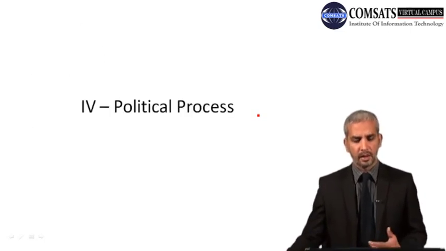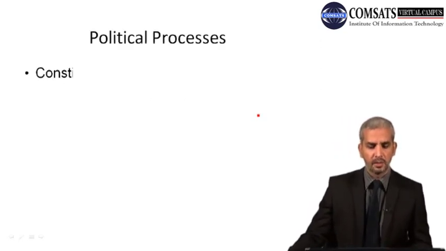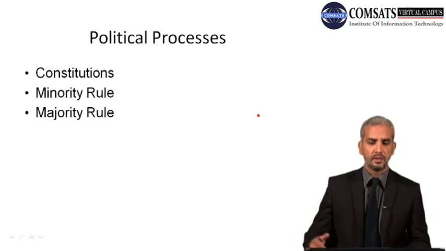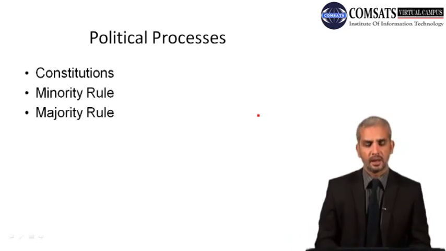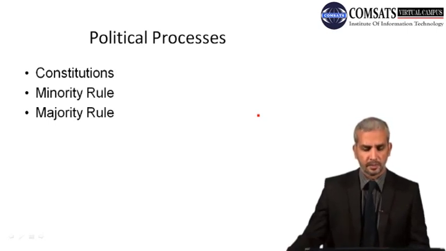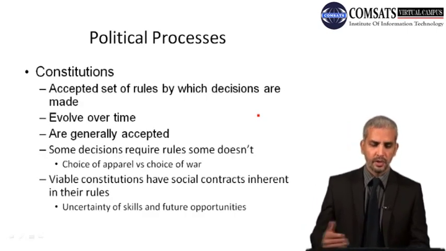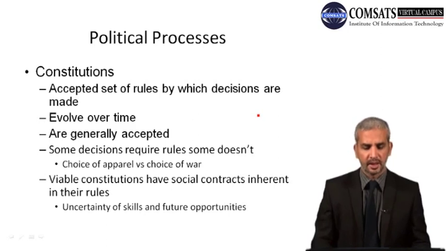Now, in the next part of this lecture, we would come to the political process. In the political process, there are three main areas that we need to discuss. There is constitution, and there is minority rule, and there is majority rule. First, we would discuss them one by one in order to have a better understanding.